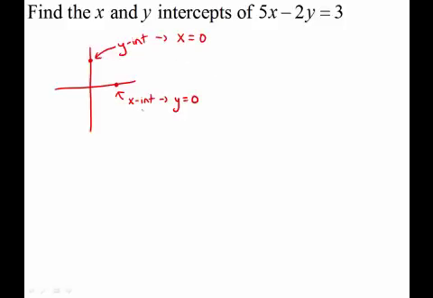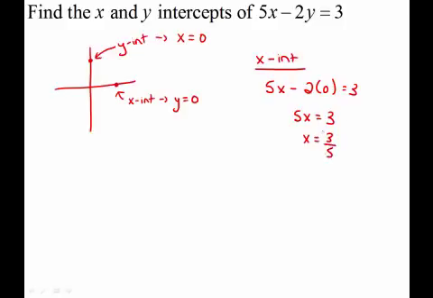If I want the x-intercept, just set y to 0 and solve for x. So to find the x-intercept, we'll set y to 0. 5x minus 2 times 0 equals 3. That goes away. So 5x equals 3. And x is 3/5. So the x-intercept is 3/5, or as a coordinate, (3/5, 0).